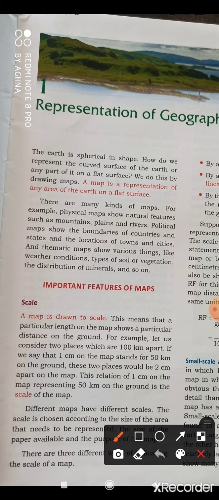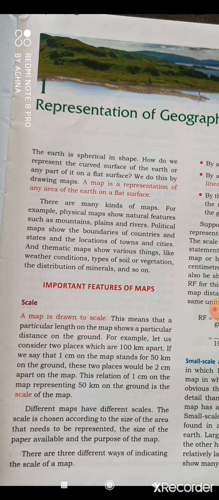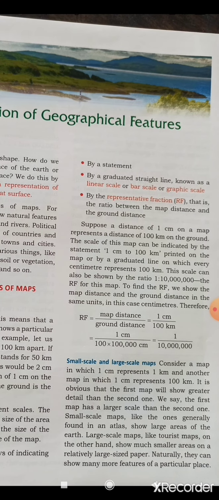Then there are three ways of indicating the scale of a map. First one is by a statement, then second is by a graduated straight line, and third is by RF. RF is representative fraction. This one is important one. RF, you can say the ratio between the map distance and the ground distance. So you have to learn this definition, and these three are very important.